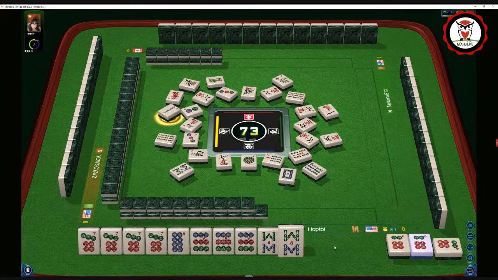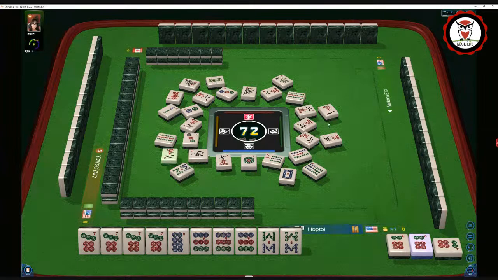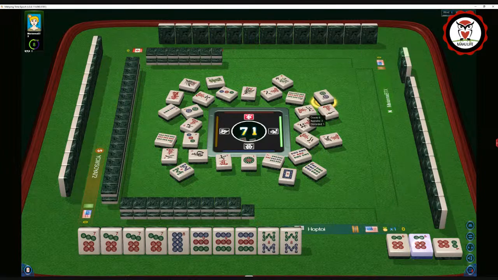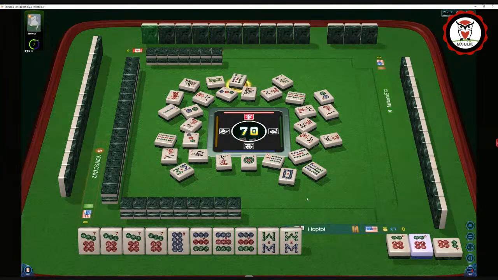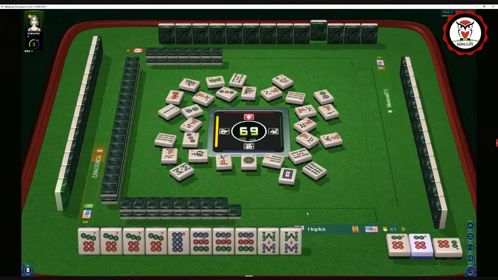2 bamboos. It's a hit or miss strategy, really. Okay, 2 crack. I don't want to hold on to that. There's one out. 2 characters. It appeared nobody wanted it. 2 dots. So we're good there. 5 bamboos. Okay, we're looking for an 8 dot. If we can do this joker exchange, that would be nice.